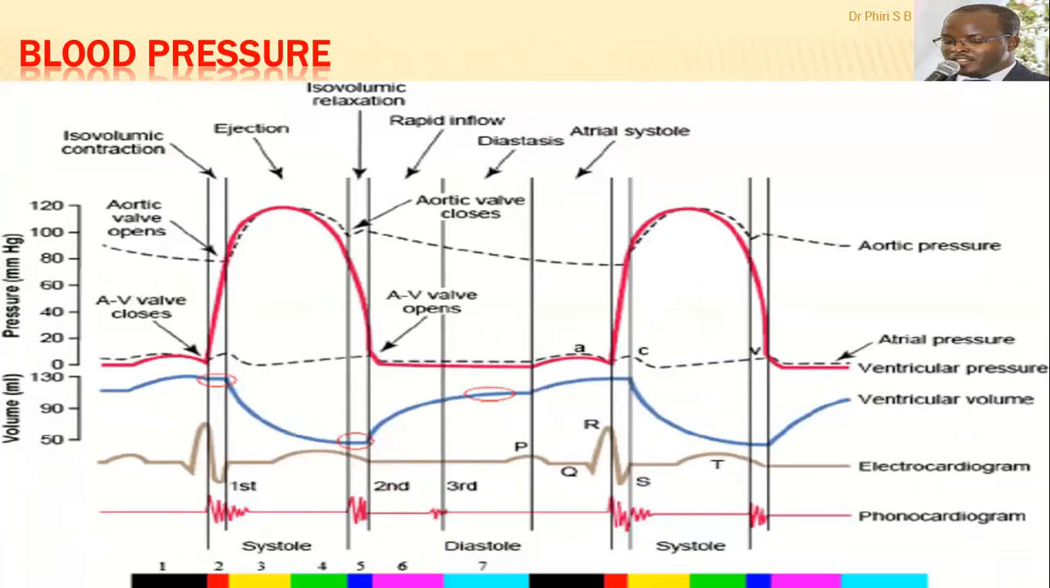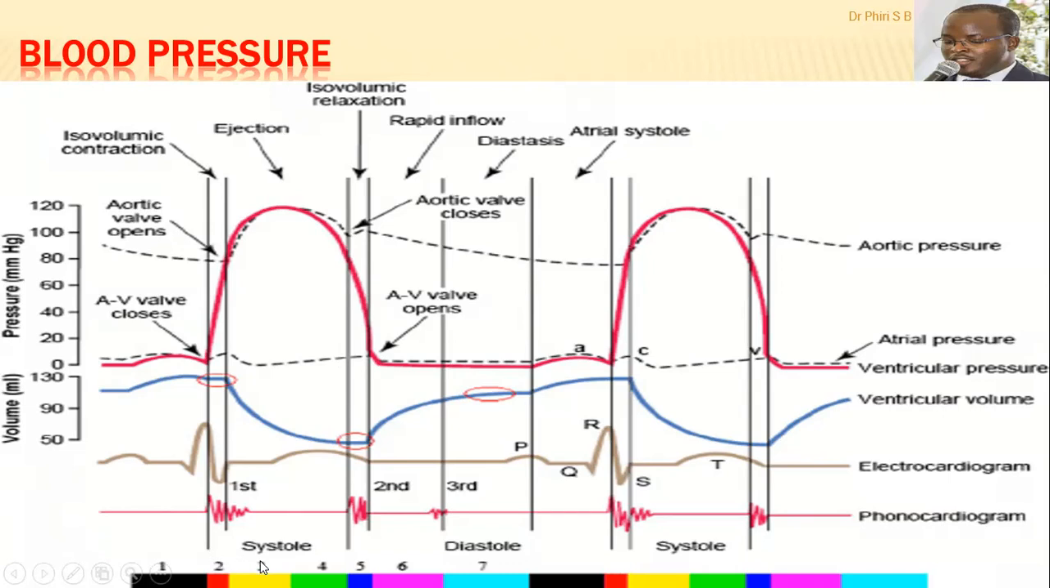This diagram is also called the Wiggers diagram. We discussed this in the previous lecture, so I'm not going to waste much time here. But I just want you to appreciate the aortic pressure in this diagram. You have pressure plotted against time. The cardiac cycle is divided into 7 phases. Phase 1, atrial systole, when the atria are contracting. Phase 2 is called isovolumetric ventricular contraction.